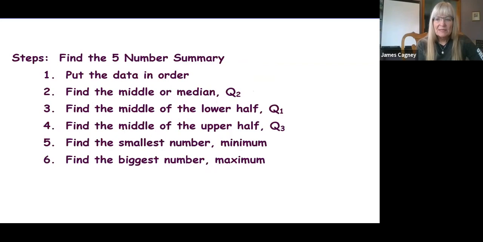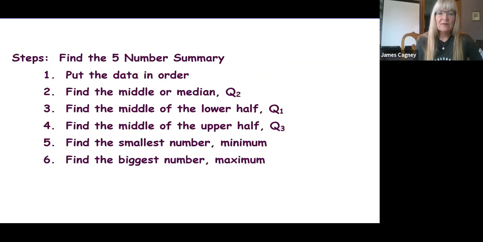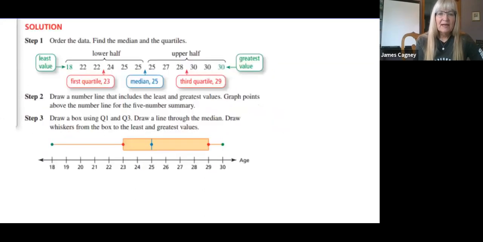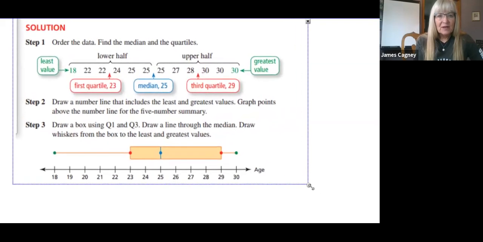So 5-number summary. Here is your data again. So go ahead and pause me if you need to. Find the 5-number summary, make the Box and Whiskers plot, and then come back to where we are. So again, this is how you find the 5-number summary. And here it is all put together for you.